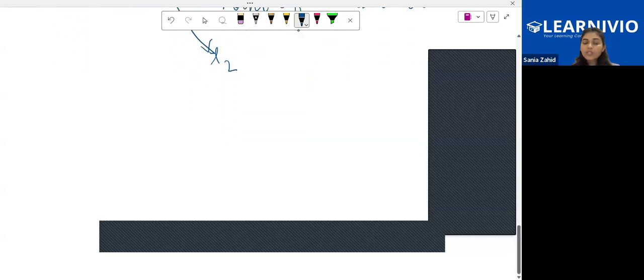Next we have what is a transverse. So the meaning of transverse is, for example, you have one line like this.